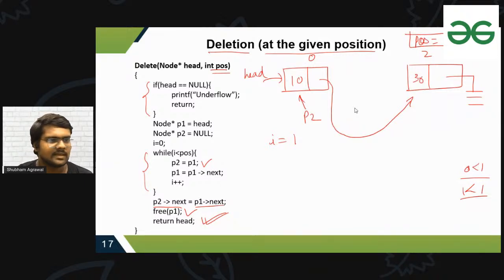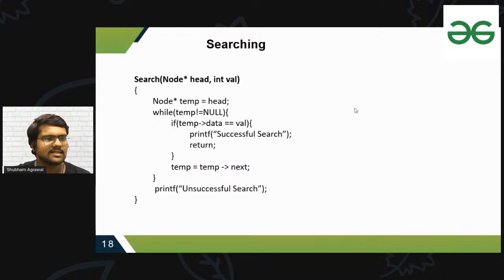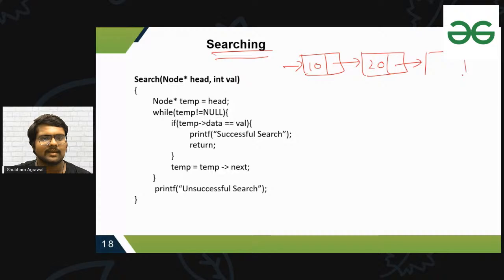So let's see how we can search an element in a linked list. We have a linked list: 10, 20, 30, and the last node's next is pointing to null. Now we want to search an element in this linked list. Then we have to do a linear search. We have to search one by one.